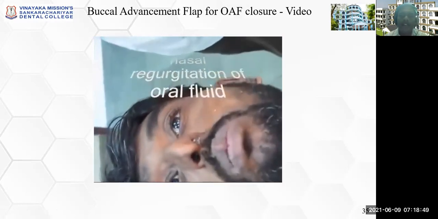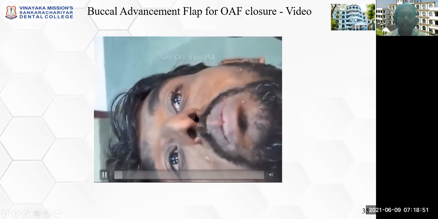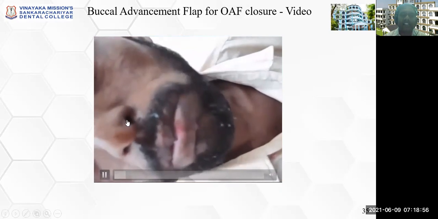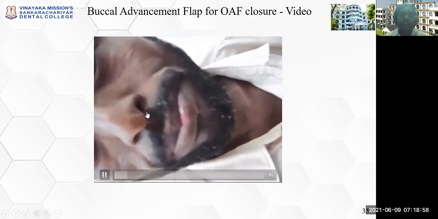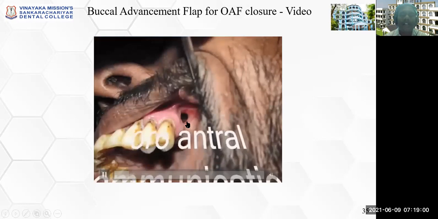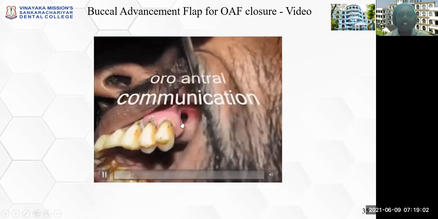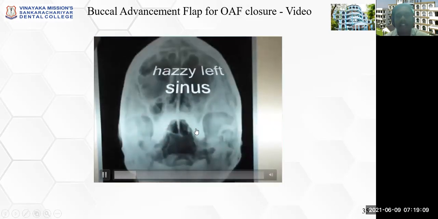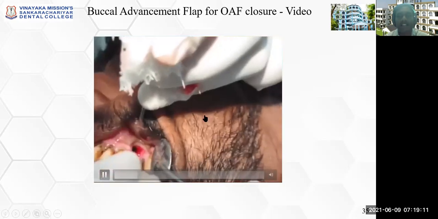Patient has been given fluid, and you can see the escape of fluid through the nose, especially through the left nostril there. See, this is the nasal regurgitation. Backflow of the fluid from the sinus to the nasal cavity. So there is a communication there, which is confirmed through IOPA also. So there is haziness of the left maxillary sinus.